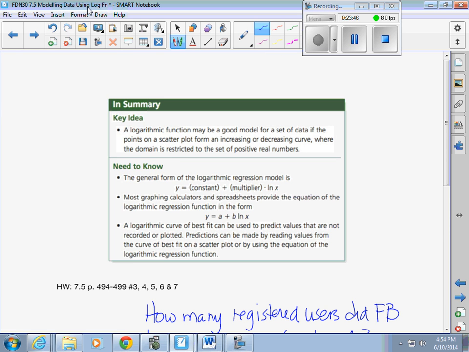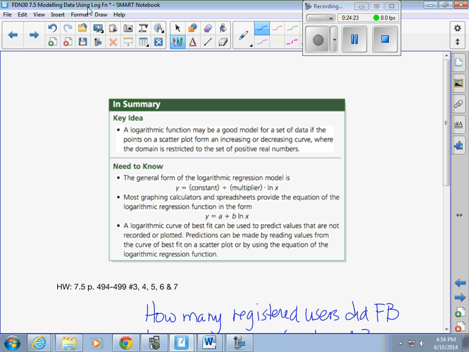So our summary here. A log function may be a good model for a set of data if the points on a scatter plot form an increasing or decreasing curve, where the domain is restricted to the set of positive real numbers. So that's really when we use it. When your domain is restricted to positive real numbers, that's one of the situations where a log function comes in handy. The general form of the log regression is y is equal to the constant plus the multiplier times the natural log of x. Most graphing calculators and your spreadsheets, we don't do the spreadsheets, they take more work, provide the equation for that log regression function.